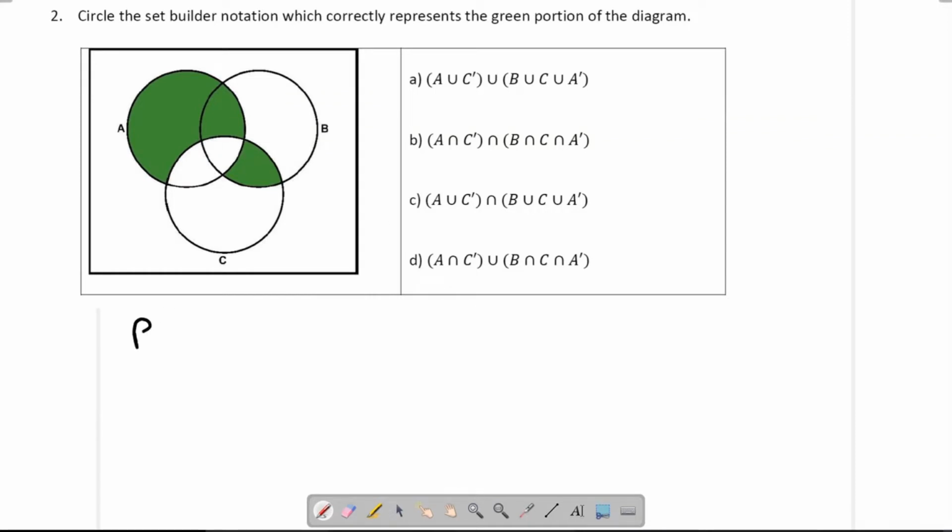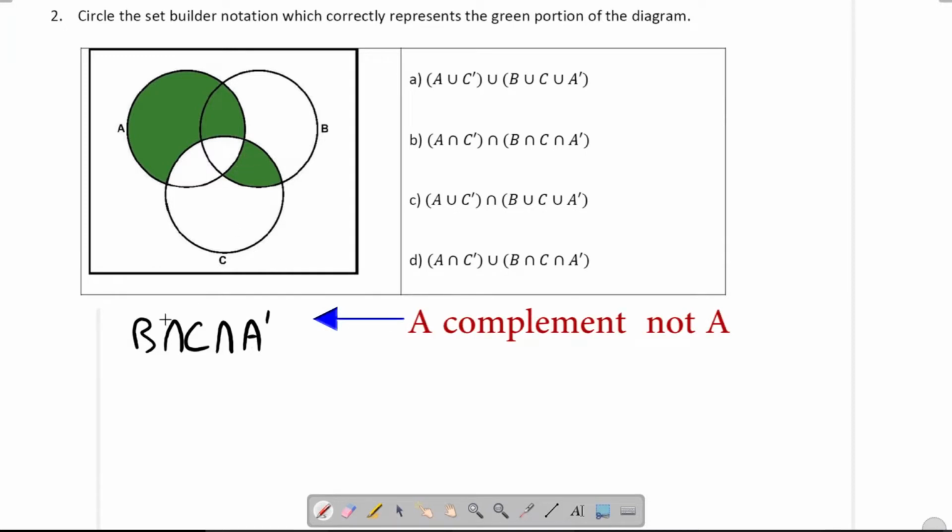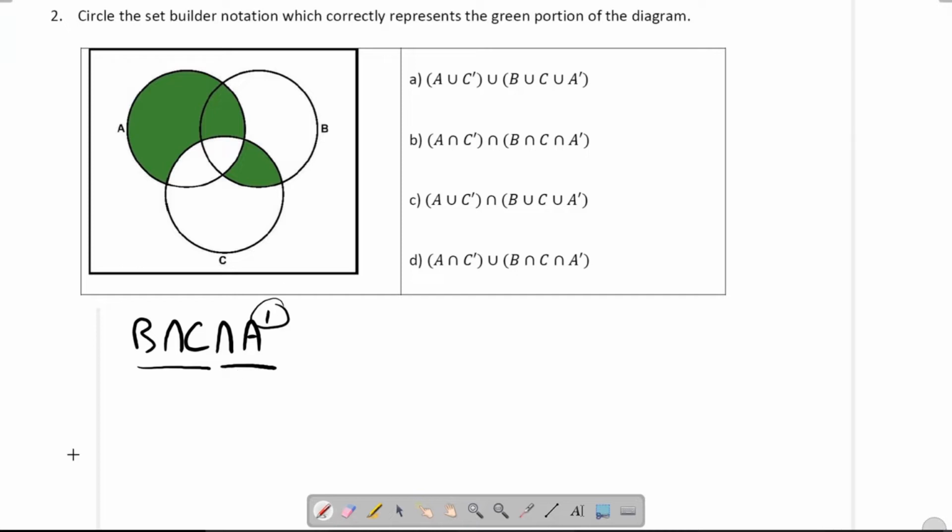Well, I'd start off by saying, it's the intersection between B and C, right? It's the overlapping area there between B and C, but it doesn't include the spot in the center. So in order to get rid of the spot in the center, I do an intersection with A. So I want everything that's in B and C, so it has to be in both places, but it's not in A. So this says it's in B and C, and it's not in A. So remember, whenever you've got the complement of a set, you can always think of it as not. So we've got that. That's that one smaller piece.